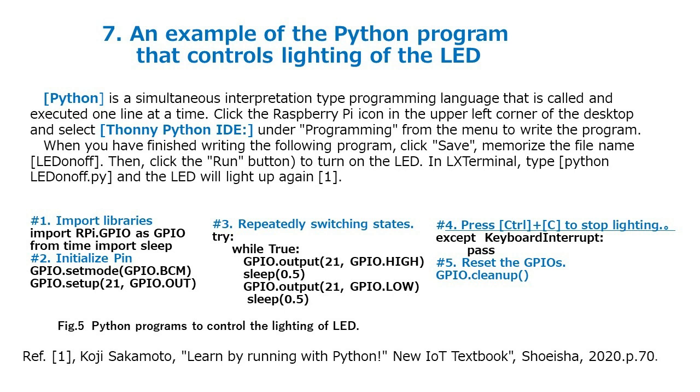When you have finished writing the following program, click Save. Memorize the file name, LED on off. Then, click the Run button to turn on the LED. In LX terminal, type python LED on off.py, and the LED will light up again.